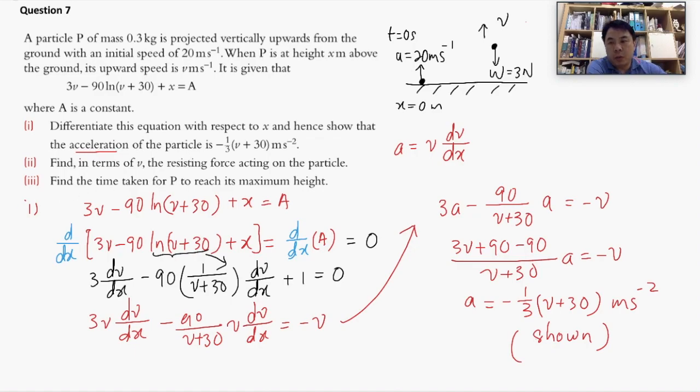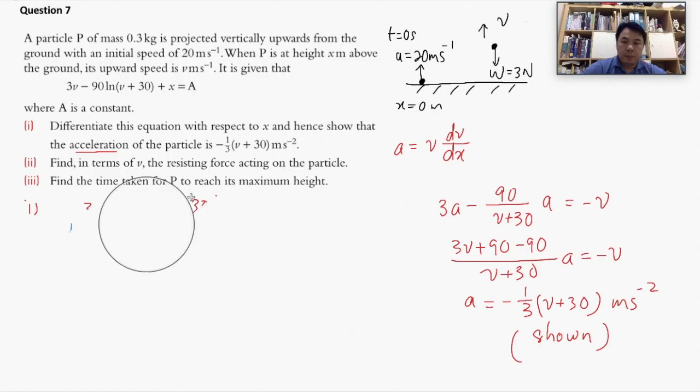Okay, second question. Find in terms of V the resisting force acting on the particle. Resisting force acting on the particle itself. Alright, so just let me see what resisting force. We have shown that the acceleration is equal to that. So now we need to find in terms of V the resisting force. Okay, let's give it a try.